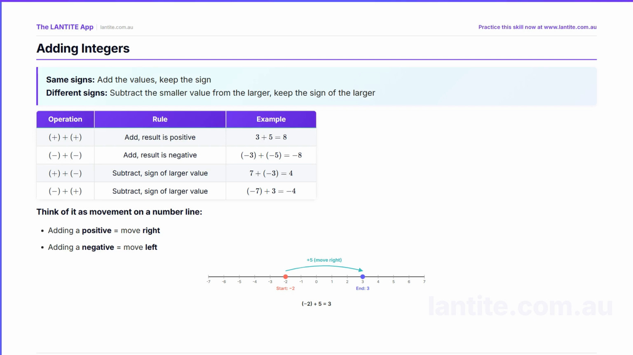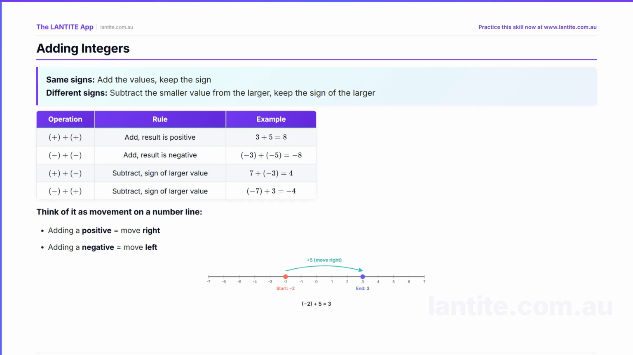Now let's learn how to add integers. There are 2 key rules. When both numbers have the same sign, add their values and keep the sign. For example, -3 plus -5, add 3 and 5 to get 8. And since both are negative, the answer is -8.